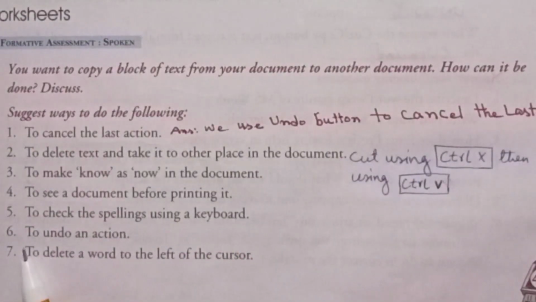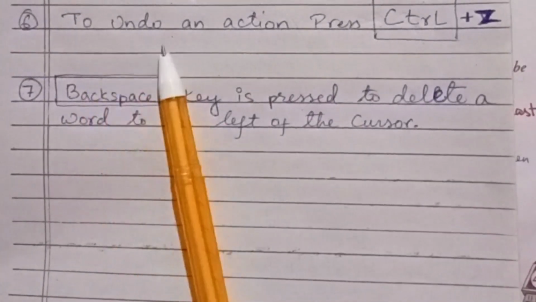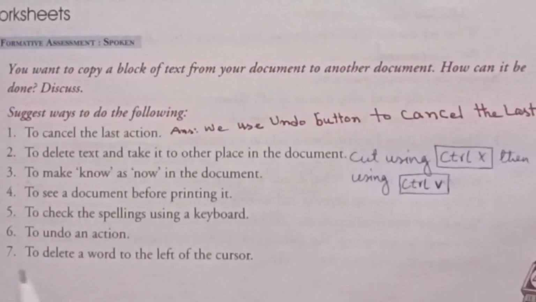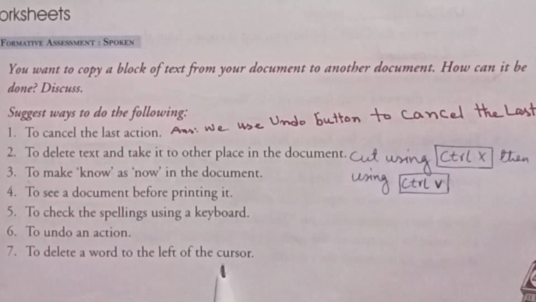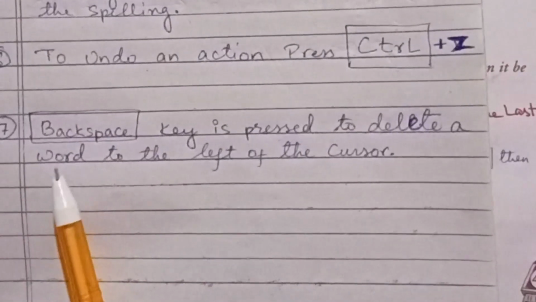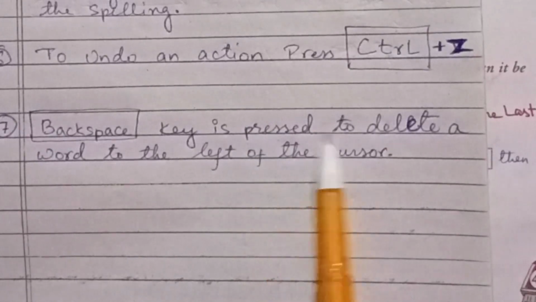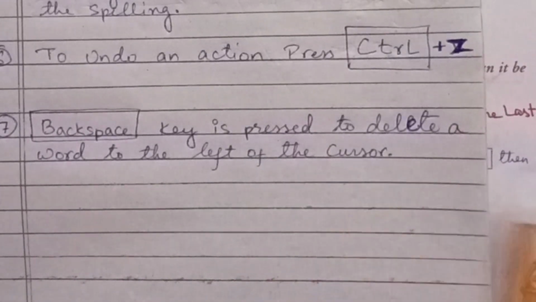6. To undo an action. To undo an action, press Ctrl+Z. 7. To delete a word to the left of the cursor. Answer: the Backspace key is pressed to delete a word to the left of the cursor.